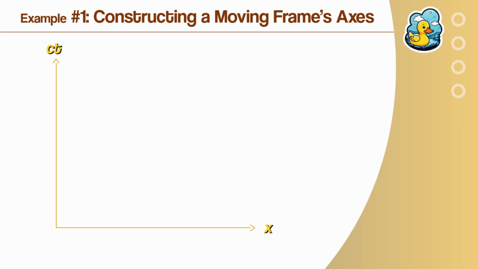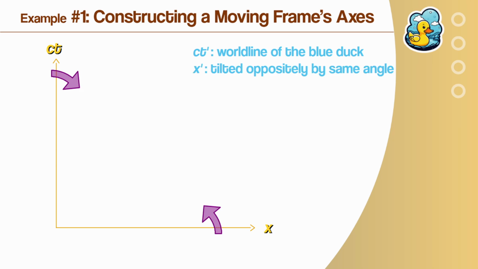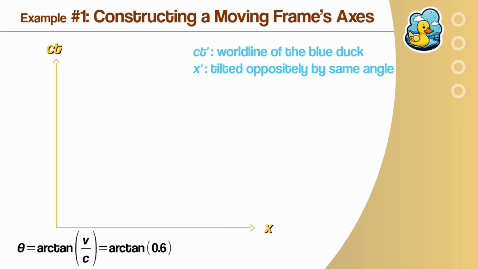This means the axes of the blue duck's frame, CT' and X', will be tilted compared to the yellow duck's frame. To build these, the CT' axis follows the blue duck's worldline. The X' axis is tilted in the opposite direction by the same angle. That angle is the arctangent of the duck's velocity over c. Pause the video and try drawing the two sets of axes yourself. The arctangent of 0.6 is an angle of about 31 degrees. This is how we visualize a moving frame.